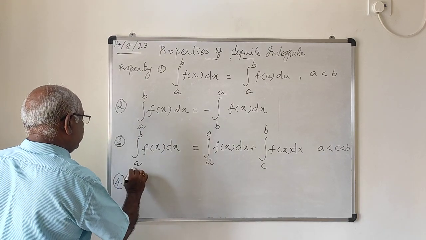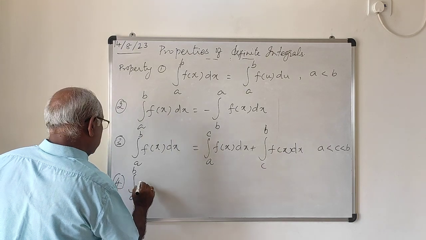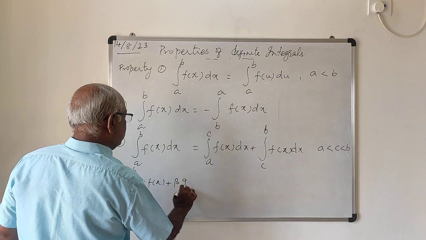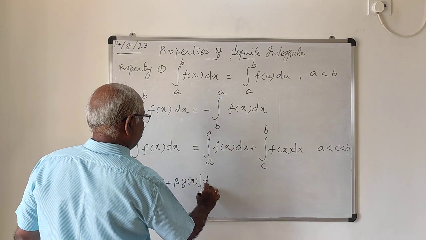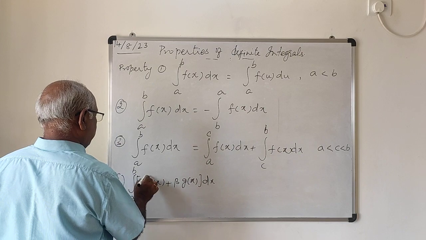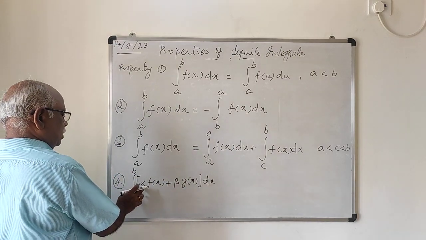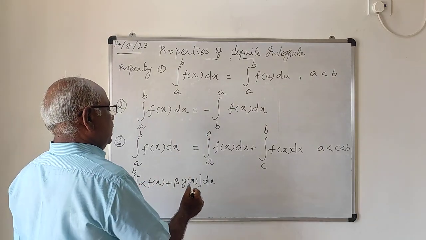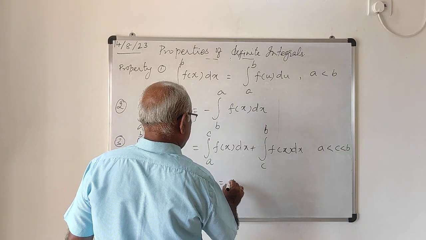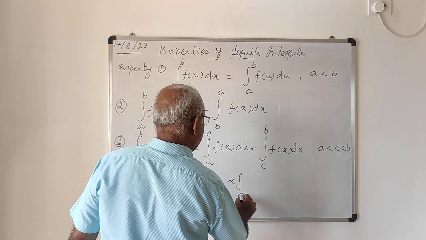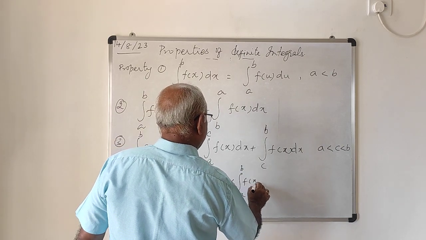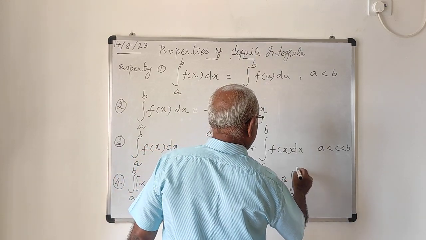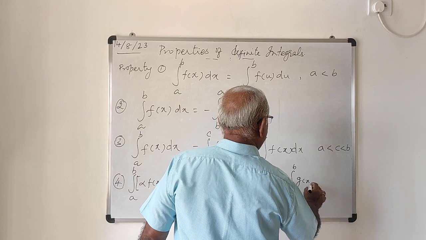Integral a to b of alpha into f of x plus beta into g of x dx, where alpha and beta are constants. In this case, the constants are taken out of the integral: alpha into integral a to b f of x dx plus beta into integral a to b g of x dx.